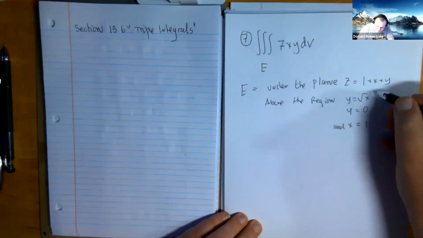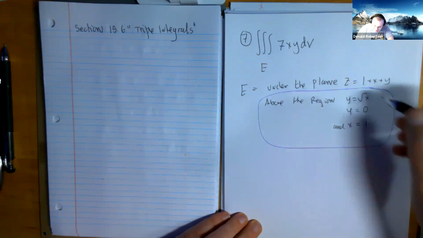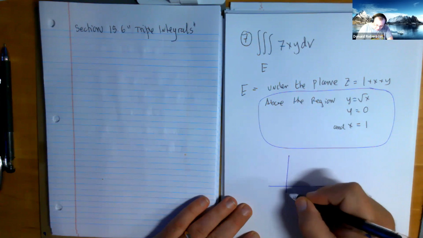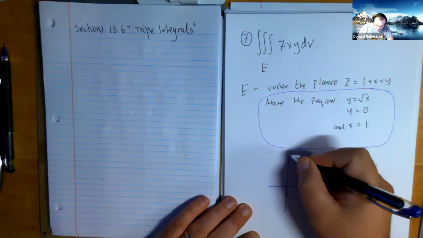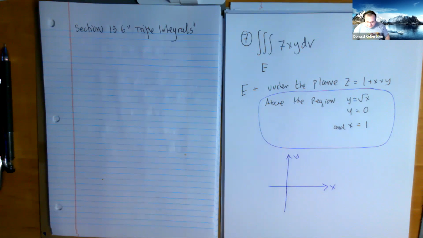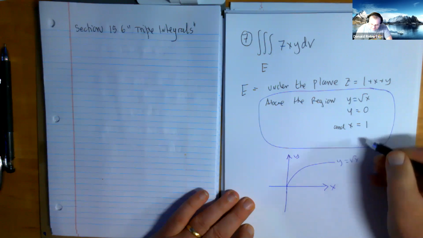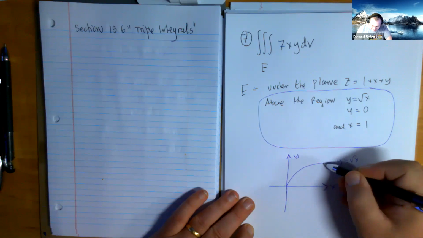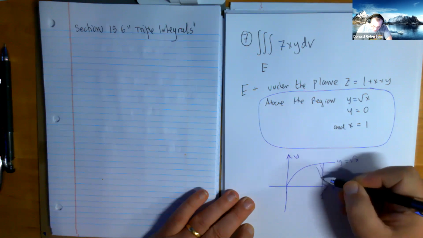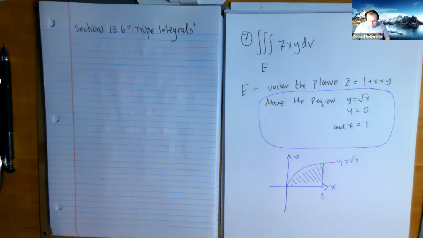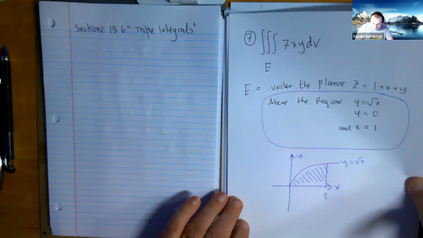So if I take this chunk of information and deal with it, because most people can only really draw in 2 dimensions: Y equals the square of X looks like that. Y equals 0 is this guy, and X equals 1 is this guy. So what that has given me is that I now know the X and the Y limits of integration. Let's see how they go together.